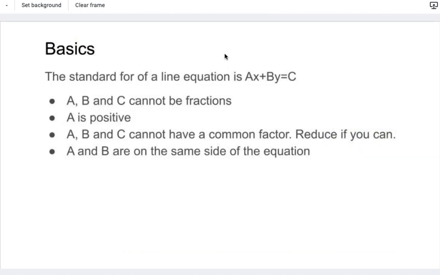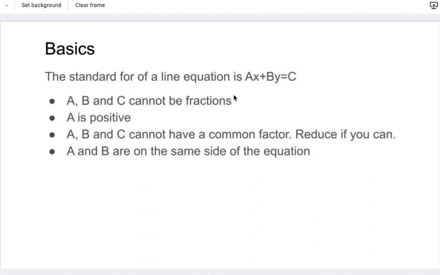Hey mathletes, in this video we're going to look at writing line equations in standard form, also graphing line equations in standard form, and going from standard form to slope-intercept, so y equals mx plus b. So just a few basics.